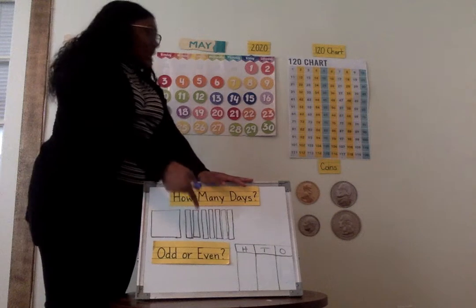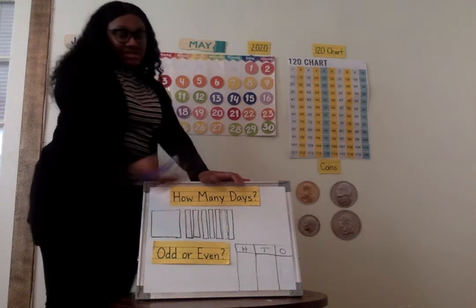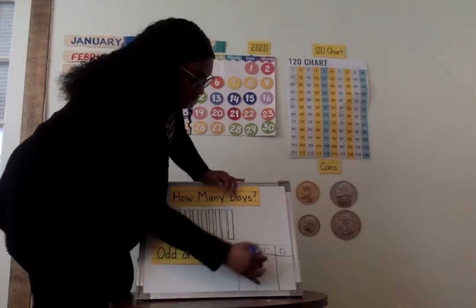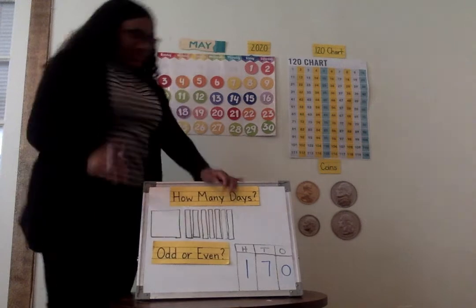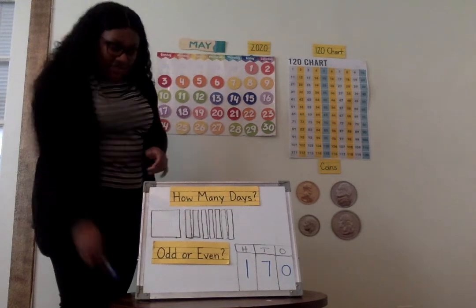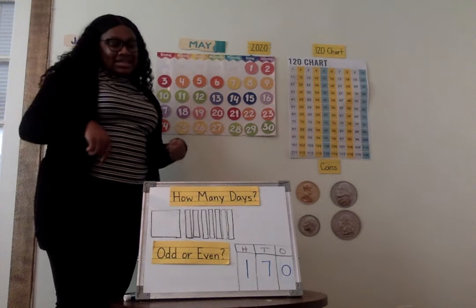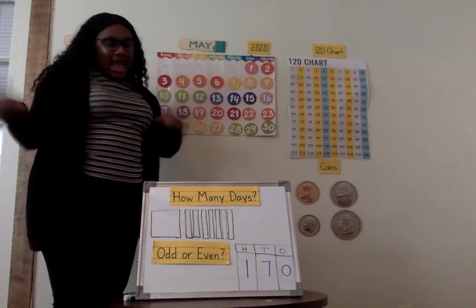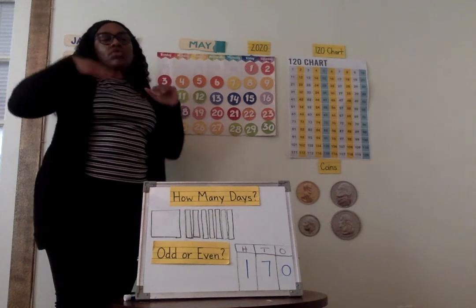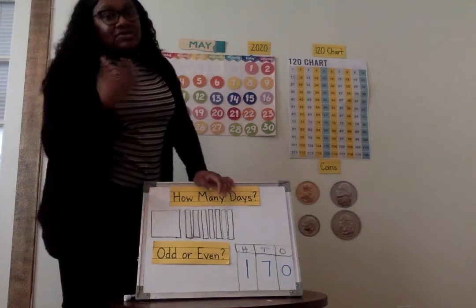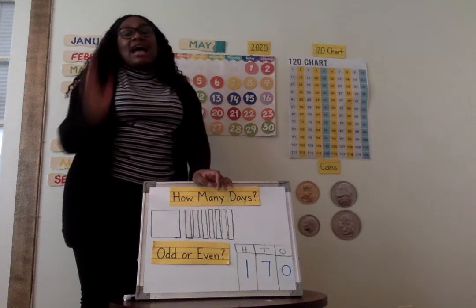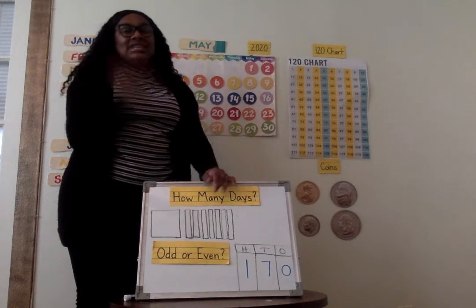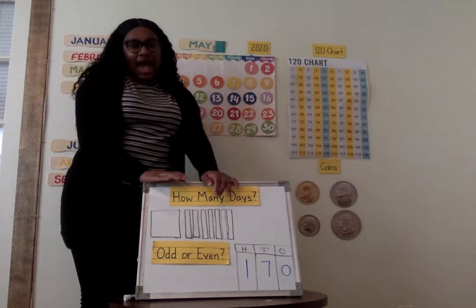So, I'm going to go ahead and write the number 170 in our 100s, 10s, and 1s chart so we can figure out if the number is odd or even. So, we've been in school 170 days. Perfect. Now, my next question is it odd or even? This should be so easy because you already know what place value to look in to figure out if a number is odd or if a number is even. I want to know, is the number 170 odd or even? And how do you know?